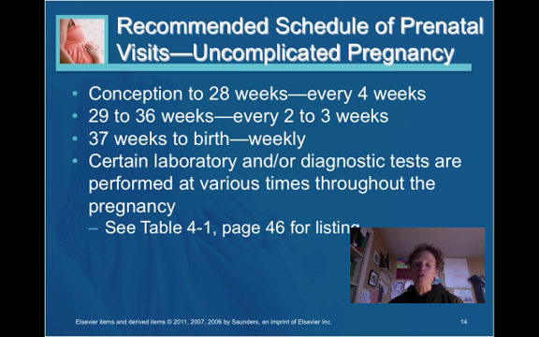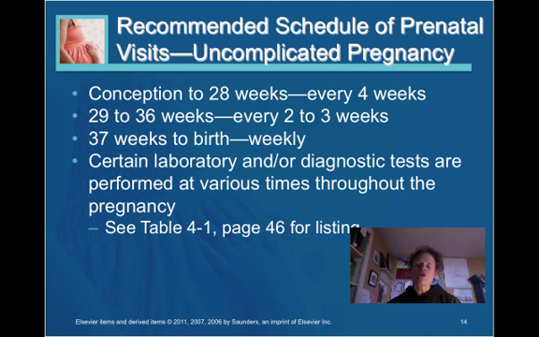Certain laboratory and diagnostic tests are performed at various times of the pregnancy. There's a table in your book on page 46. I'm going to go over some of the highlights of the blood tests and the other diagnostic tests that are done during the course of pregnancy, but please take a look at this table. One, you want to know the woman's blood type and Rh factor, and we're going to talk about the Rh factor a little bit later on. You want to look at a CBC because you want to assess for any signs of anemia.